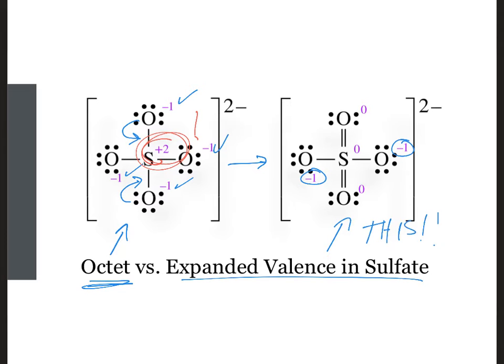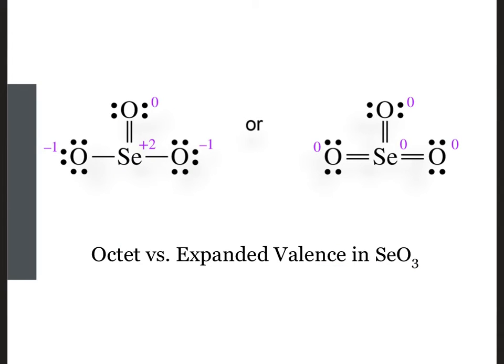Let's see how the expanded octet benefits the selenium trioxide molecule. Following the octet rule leaves us with 2 plus 1 and 1 plus 2 formal charges. Making double bonds between selenium and every single oxygen leaves all atoms with a zero formal charge, which is ideal.